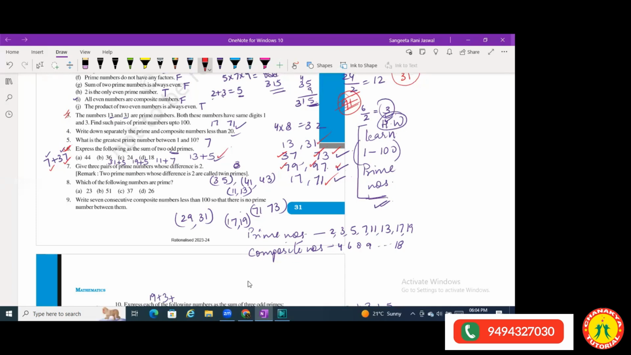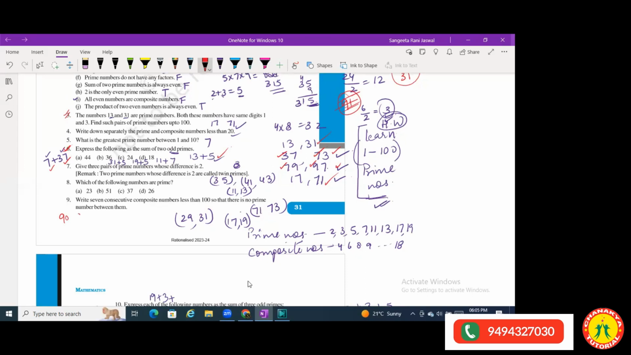Now, 7 consecutive composite numbers less than 100, so that there is no prime number between them. So you write 7 consecutive numbers where no prime number should come in between. This should mean continuity. If we take from 90 onwards: 90, 91, 92, 93, 94, 95, 96. Is there any prime number coming in between this? No, 97 is prime.